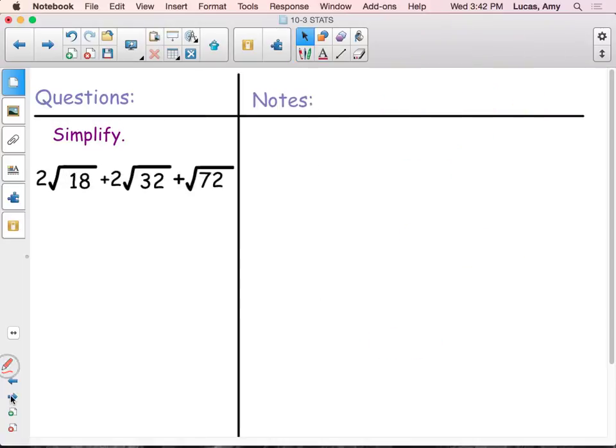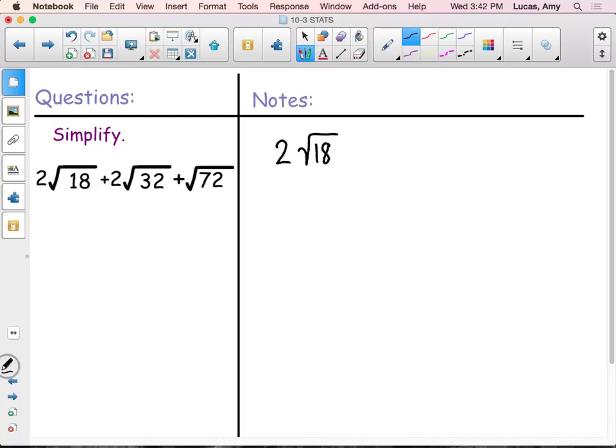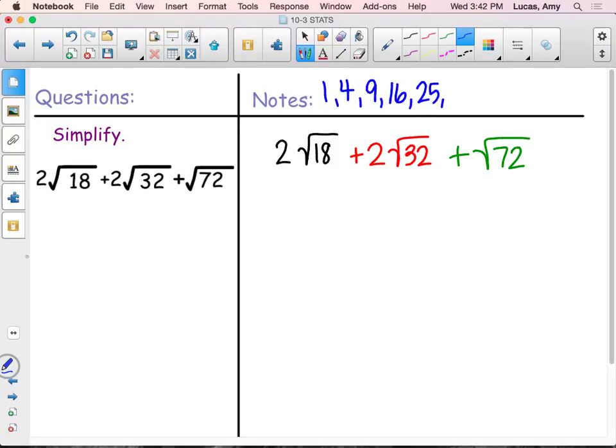Okay, the next one has three different radicals to simplify. And they may or may not simplify to be like terms. So here are my perfect squares. I'm going to use these in my simplifying. Okay, so the first one, 18, I can simplify into 9 times 2.